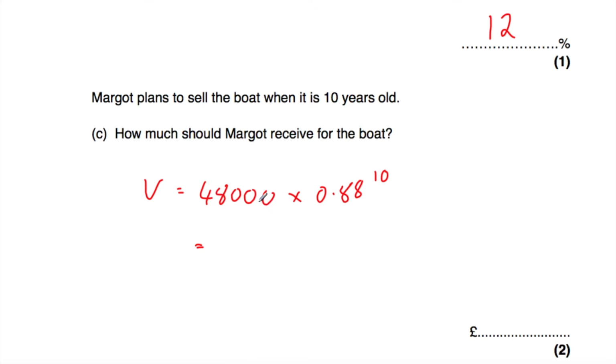So if we work this out in our calculator, 48,000 multiplied by 0.88 to the power of 10, that's equal to 13,368.04685. And let's just round that to 2 decimal places. That'll be £13,368 and 5 pence. And that's how much Margot should receive for the boat. And that's it.